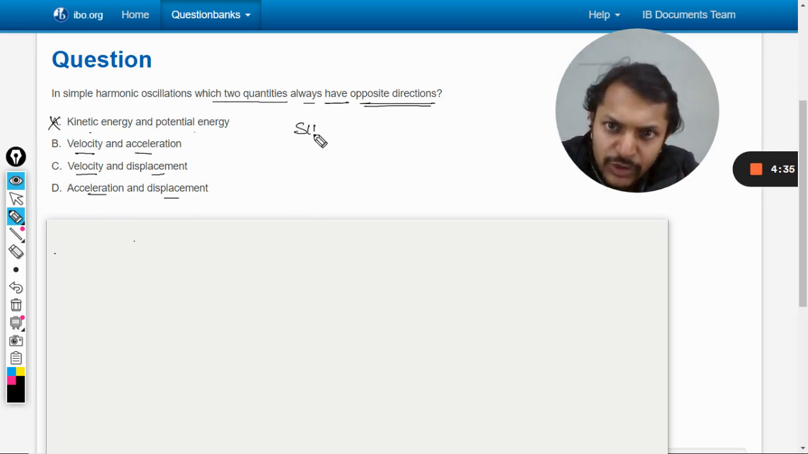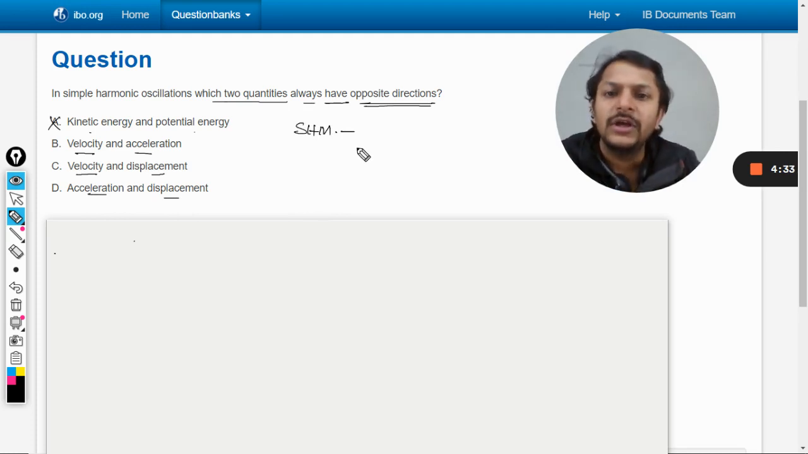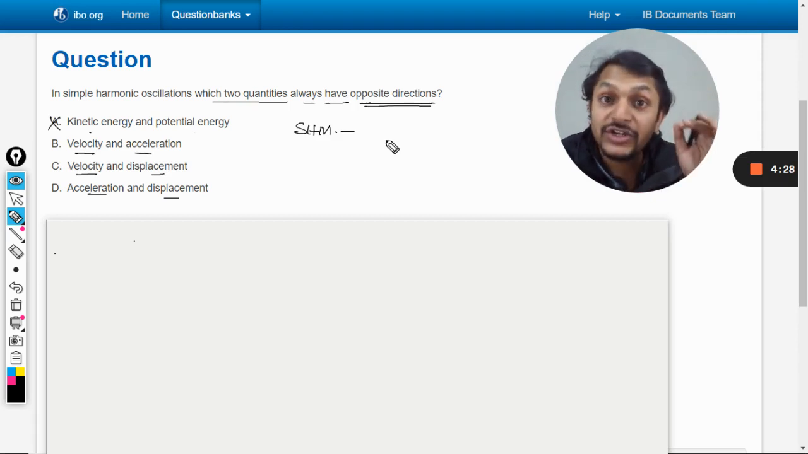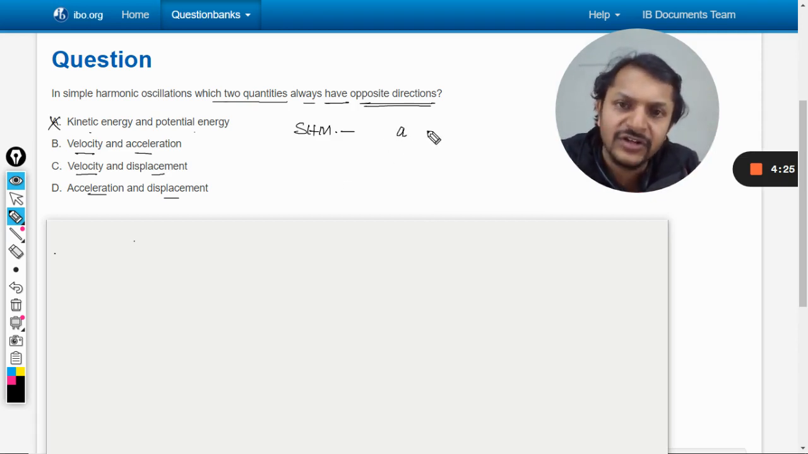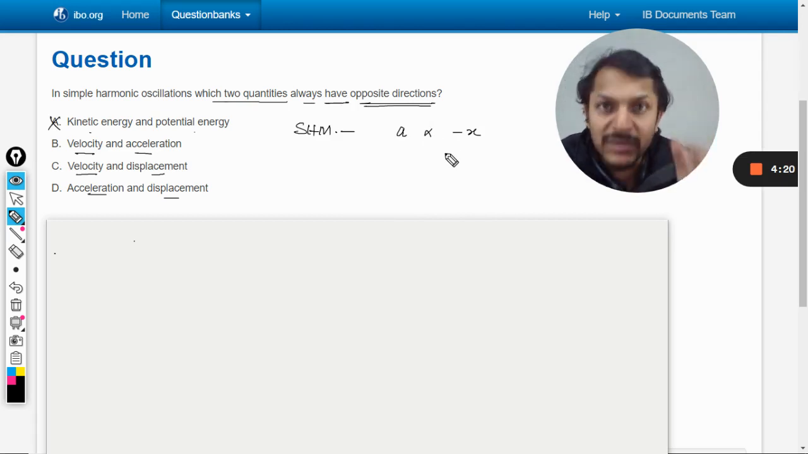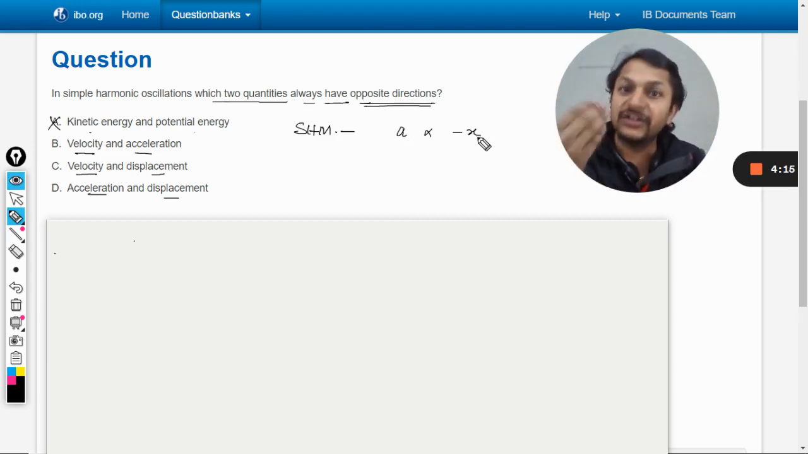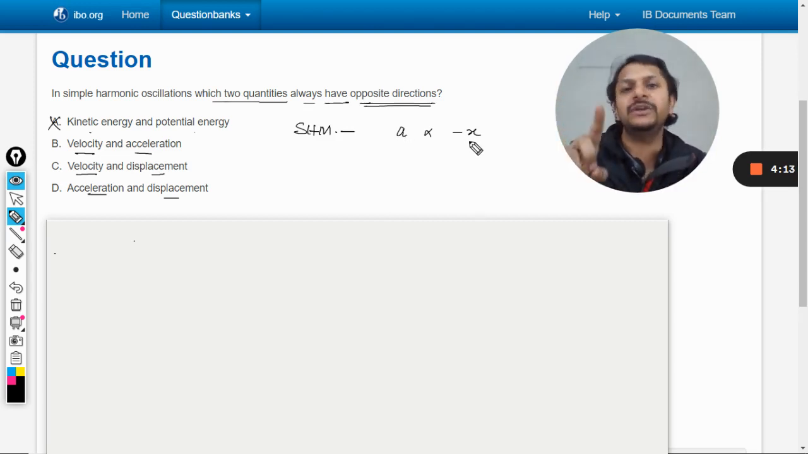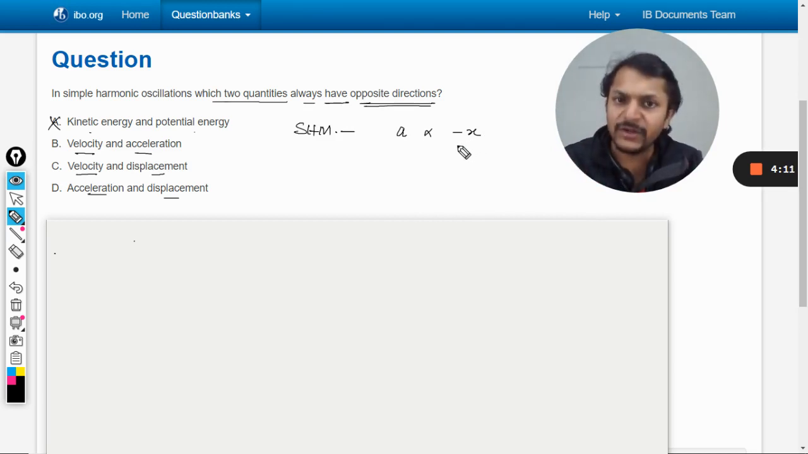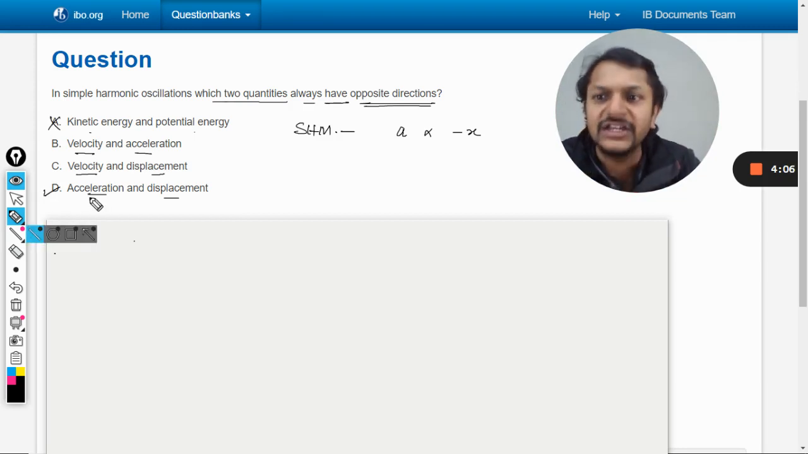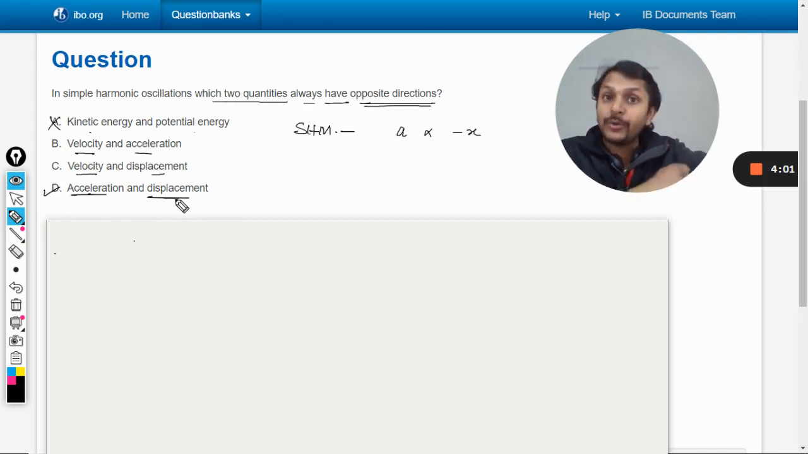Although, for the simple harmonic motion, we already know that the fundamental condition is that the body should be undergoing an acceleration which is directly proportional to the negative of displacement. Which means that acceleration should be increasing with increasing displacement, but it will always be in the opposite direction with respect to displacement. So this comes only from the fundamental definition of simple harmonic motion, that the answer is D, because acceleration and displacement must be opposite to each other.